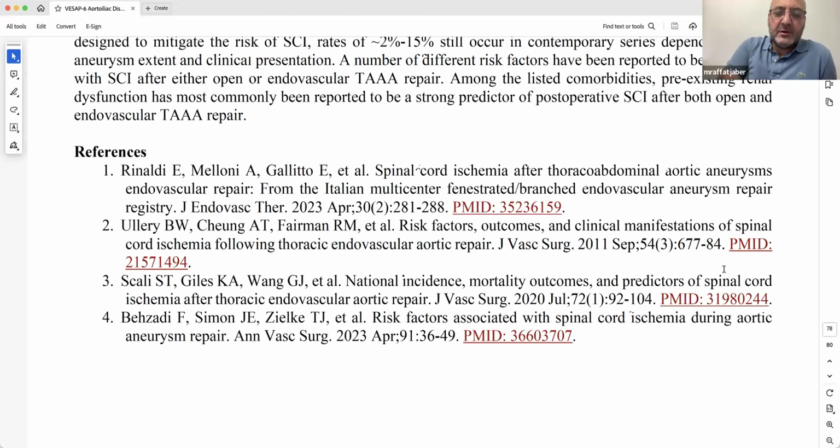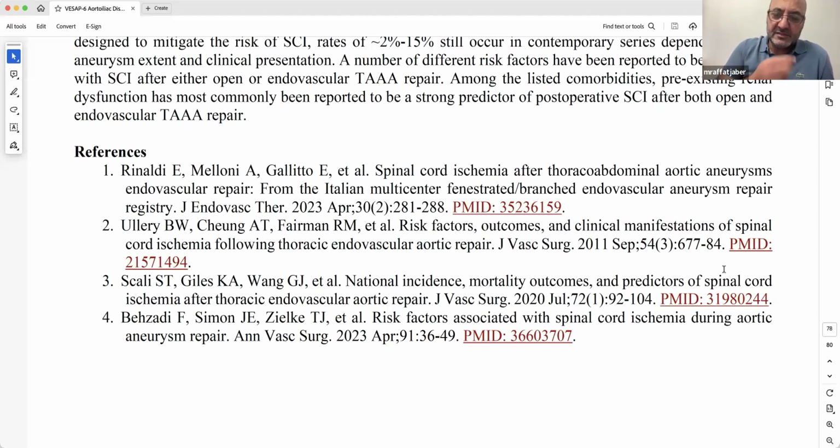The new SVS/STS classification. There's a new classification for dissection. Now the type B dissection is divided into complicated and non-complicated, like Dr. Samer said. So the definition is very important to know what's complicated and what's not. The easiest way I found is that a non-complicated type B dissection means type B dissection without rupture, without malperfusion, and without high-risk features.